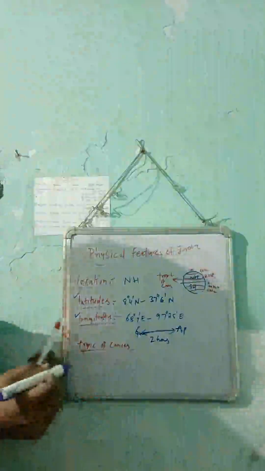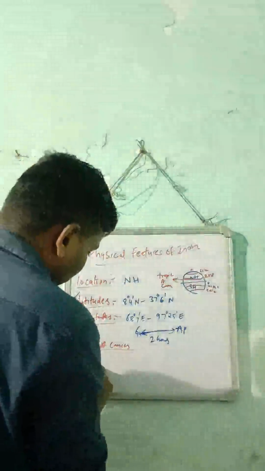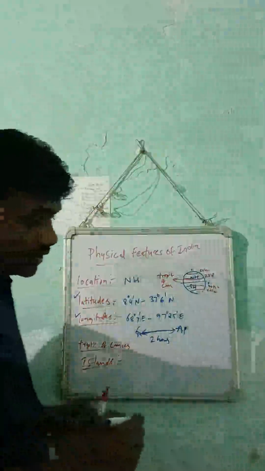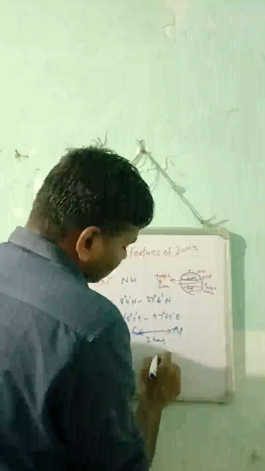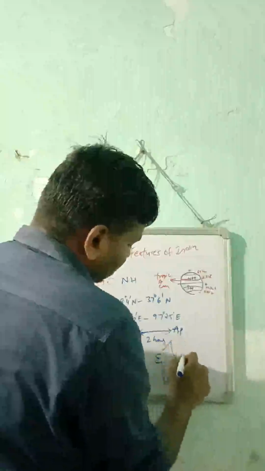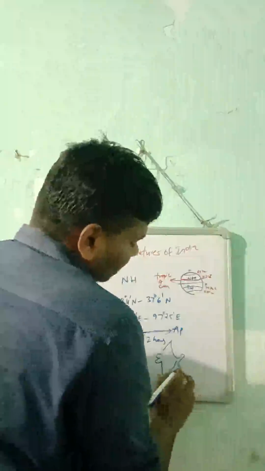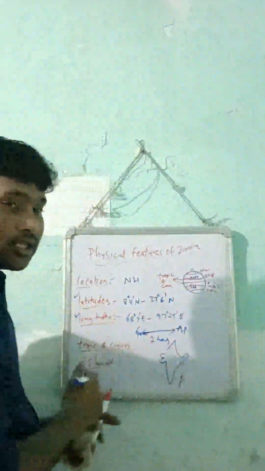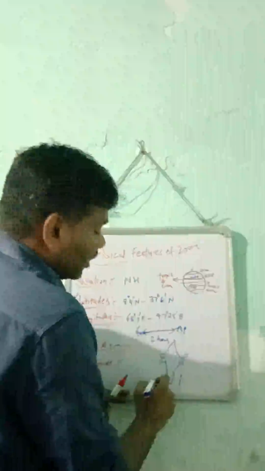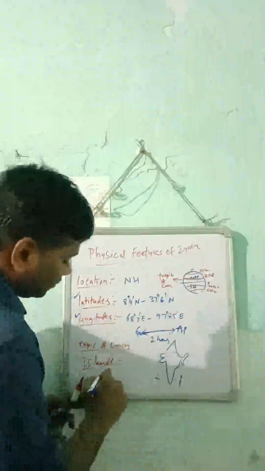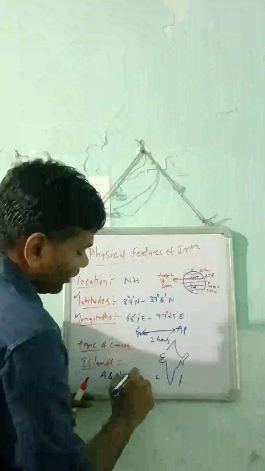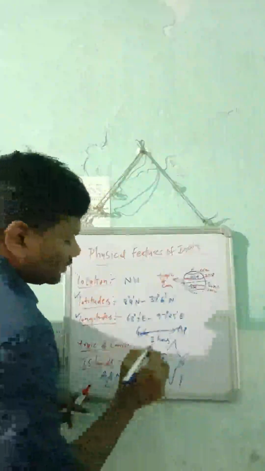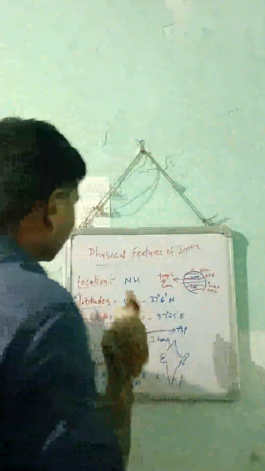Next, islands. India mostly has two island groups. On the east side, in the Bay of Bengal, the island group is called the Andaman and Nicobar Islands. On the west side, the island group is called the Lakshadweep Islands. Andaman Nicobar Islands in the Bay of Bengal, Lakshadweep Islands in the Arabian Sea. So this is the exact location of India.